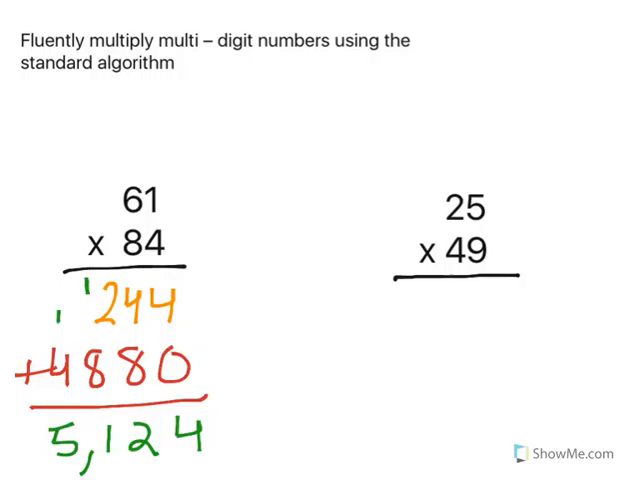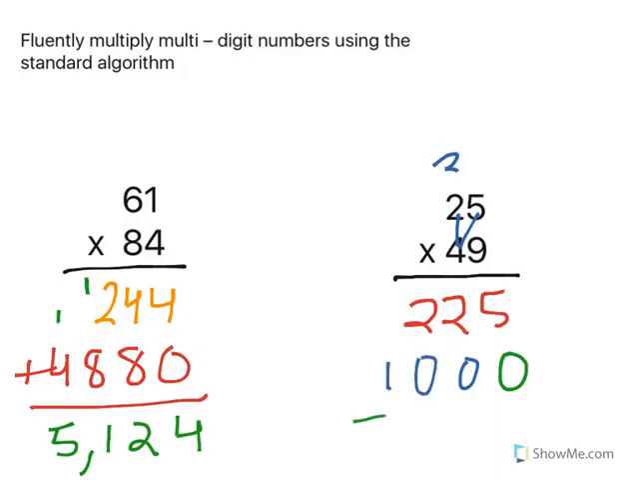We have to start with the 9. So 9 times 5 is 45. Put the 4 over the 2. Then we do 9 times 2, which is 18, plus 4 is 22. Now we go on to the next row, so we add a 0. Then we have 4 times 5, which is 20. Put the 2 over the 2. Then we have 4 times 2, which is 8, plus the 2 is 10.